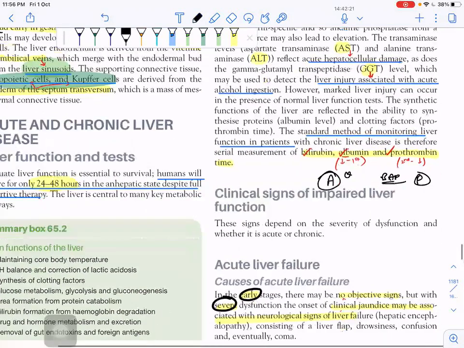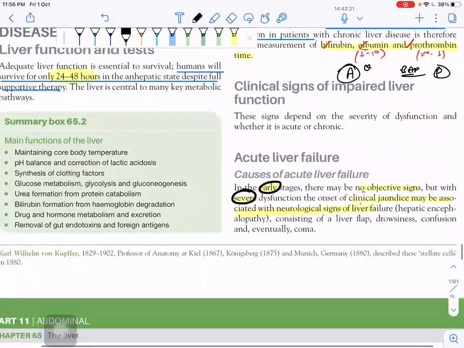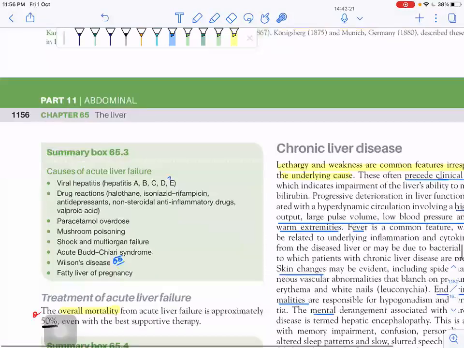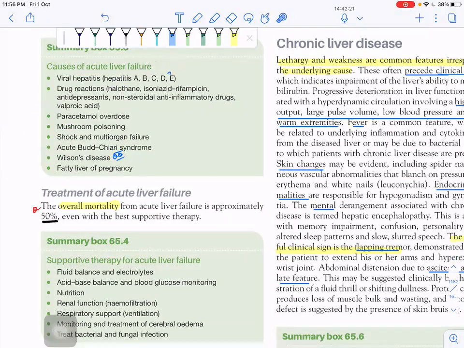The acute liver disease, the causes of acute liver disease. In early stages, no objective sign. In severe stages, clinical jaundice may be associated with the neurological signs of liver failure. So these are the causes of acute liver failure. In that, you have to note viral hepatitis, A, B, C, D, everything.